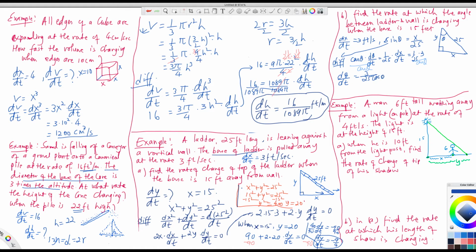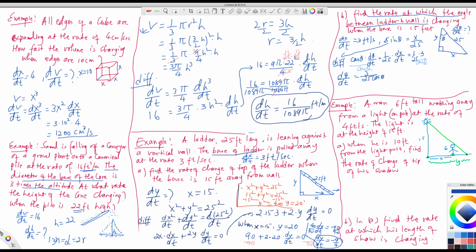Now we need to find the value of cosine theta to find the value of d theta over dt, which is asked. Because the question says find the rate at which the angle theta between the ladder and the wall is changing. So this is basically asking d theta over dt equals what? That's what it is asking.